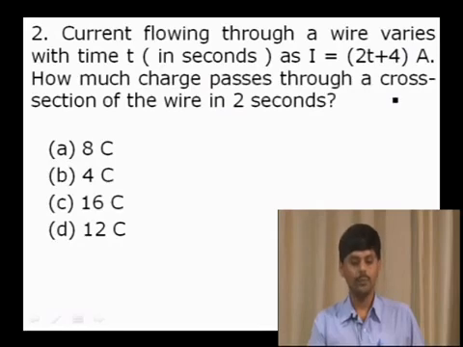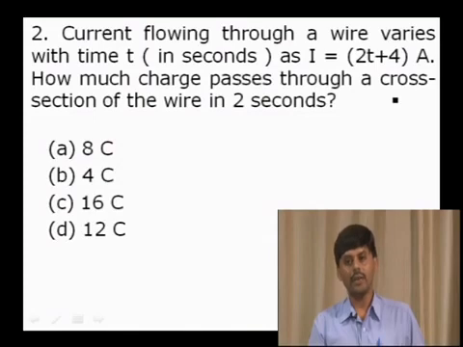Question number 2. Current flowing through a wire varies with time t as I is equal to 2t plus 4 ampere. How much charge passes through a cross section of the wire in 2 seconds? Option A 8 coulomb, option B 4 coulomb, option C 16 coulomb, option D 12 coulomb.